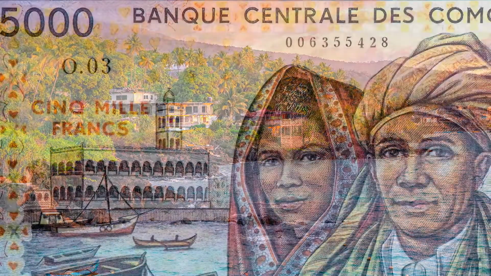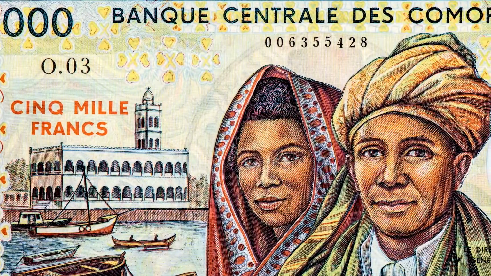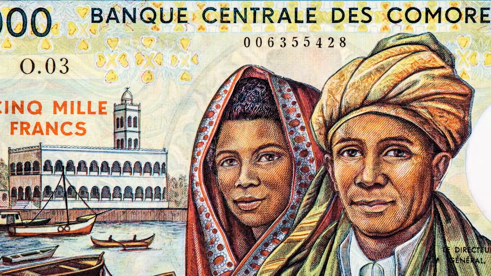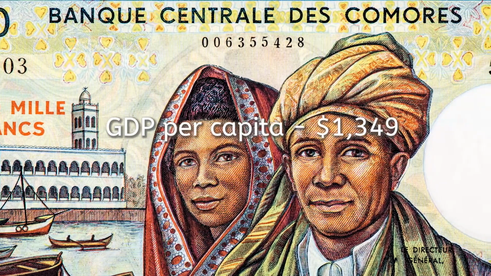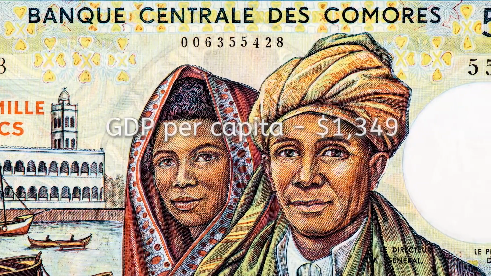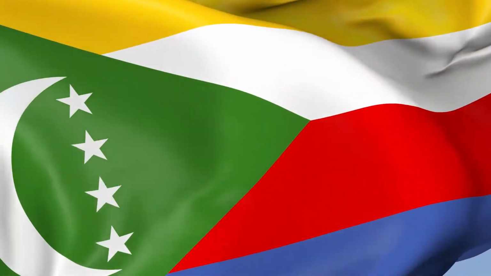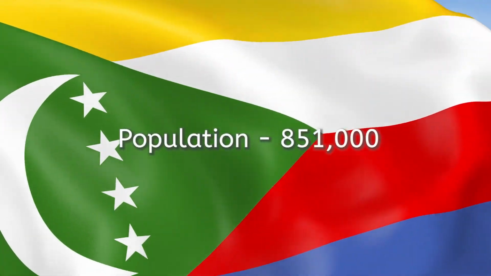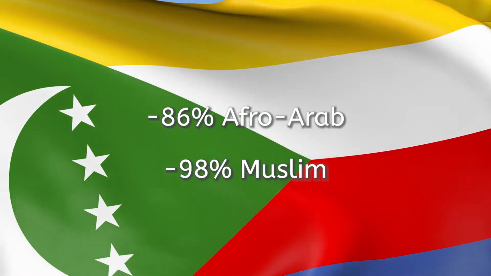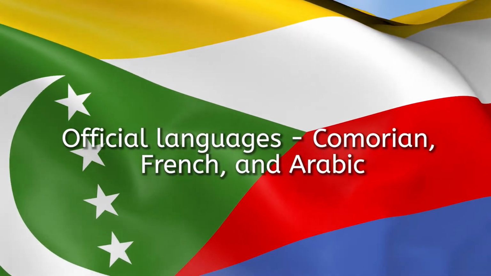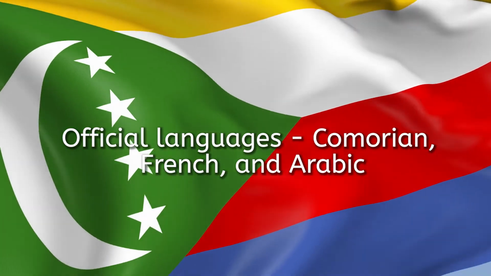The Comoros export spices and essential oils, with remittances forming the backbone of much of the economic system. Poverty is common, and the GDP per capita is below the African average. Comoros matches its size with a small population. The people, 86% of whom are Afro-Arab, are overwhelmingly Muslim. Comorian, French, and Arabic are all official languages.